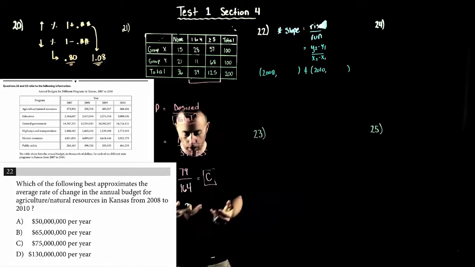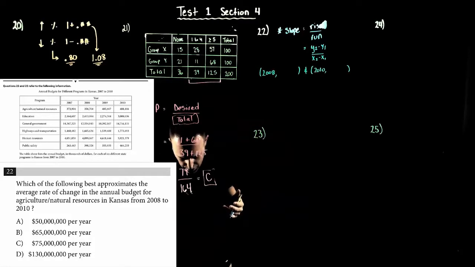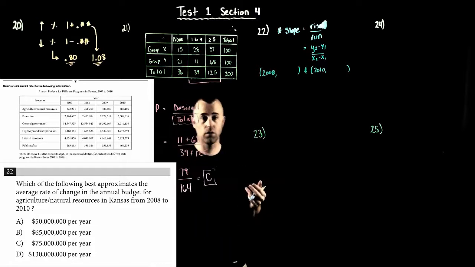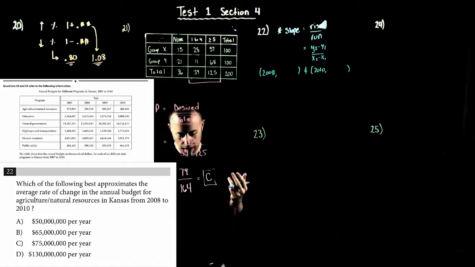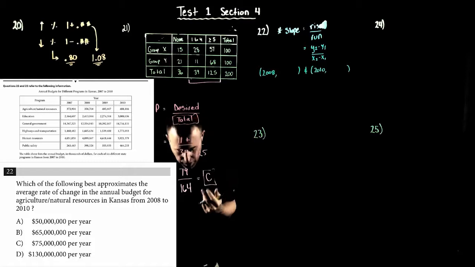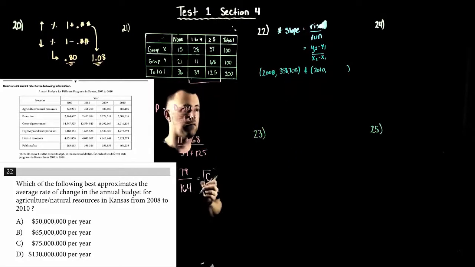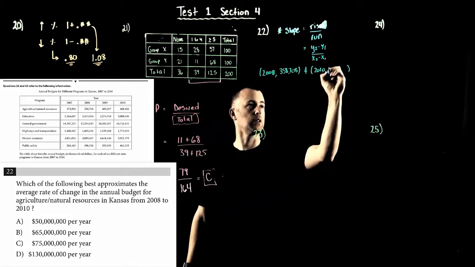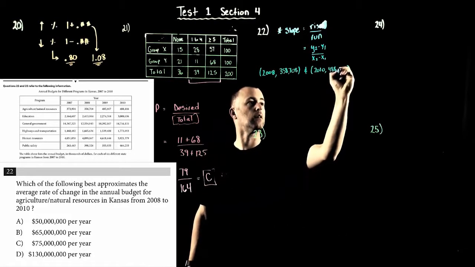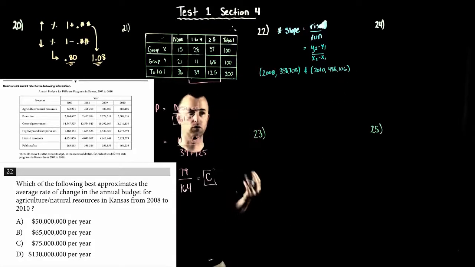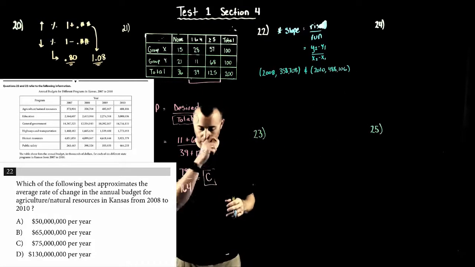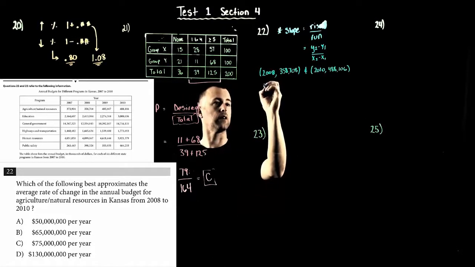The outputs are going to be how much the budget was for the agriculture and natural resources. So I'm looking at that top row, the agriculture natural resources, and the first one in 2008 was 358,708. So I have that as my first output. The second one was 488,106. So those are my 2 points, and that's really what you're looking for here, is just get those 2 points, and we're just going to go y2 minus y1 over x2 minus x1.